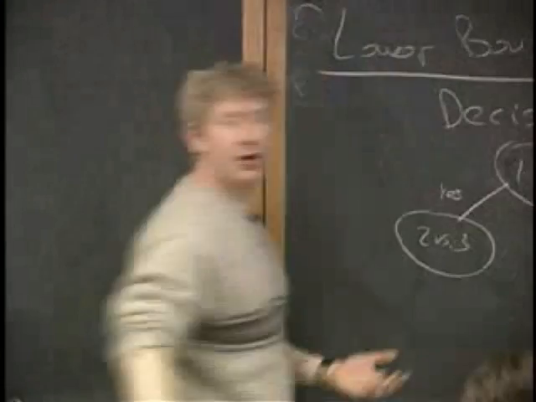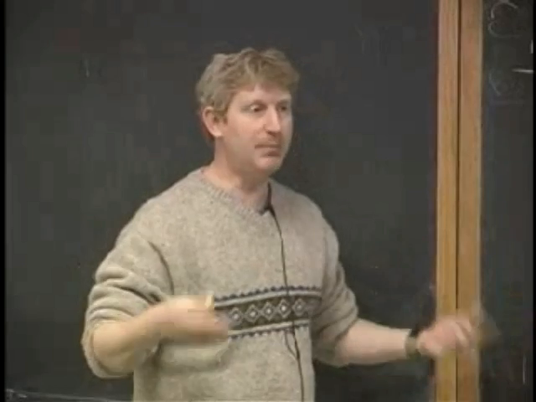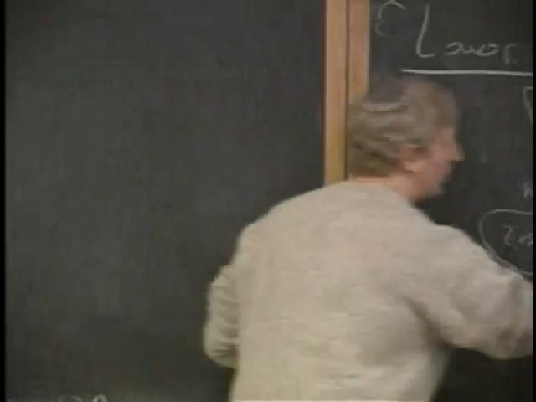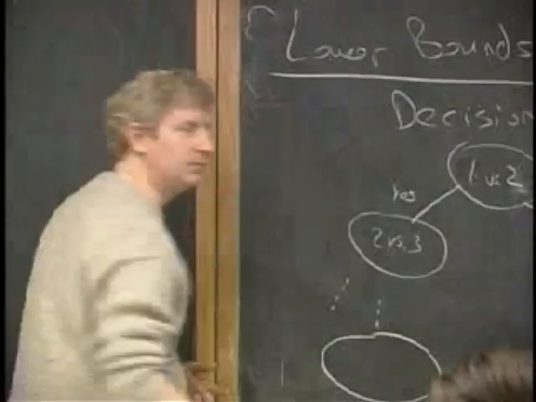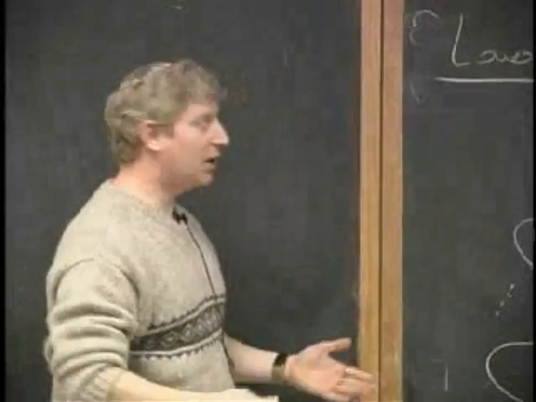Every node is a comparison of 2 elements in the array. Every edge describes whether the answer is yes or no and goes to another comparison. What's at the bottom? What are the leaves of this tree? Dot, dot, dot. What do the leaves look like? Different orders, right? Let's say I'm trying to sort this.